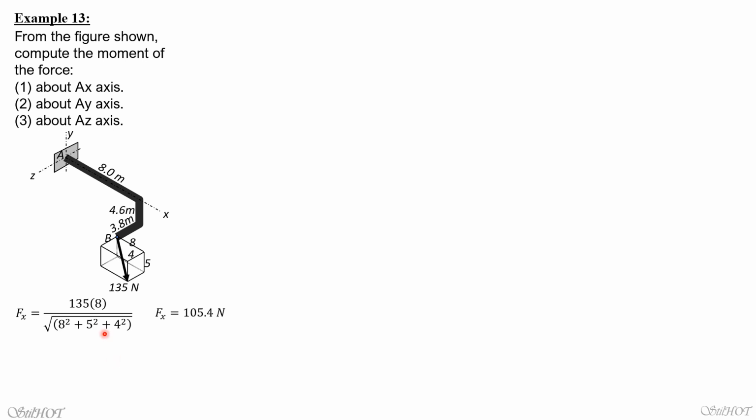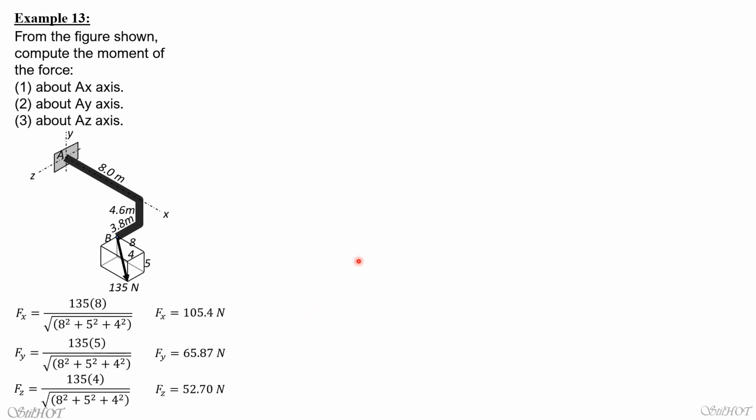Fy, you just replace 8 by 5, going down. So Fy is equal to 65.87 newtons. Then Fz is 135 times 4 divided by the distance, square root of 8 squared plus 5 squared plus 4 squared. So Fz is equal to 52.7 newtons.